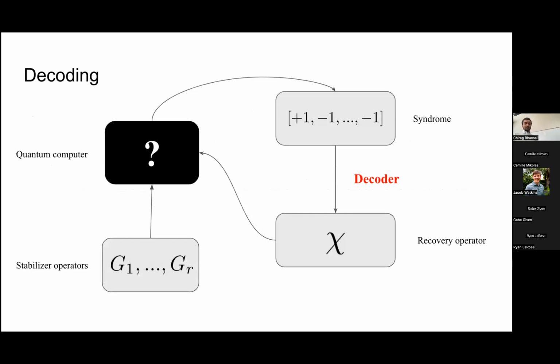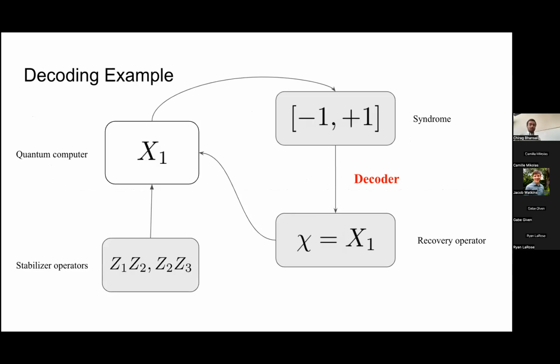As you can see, we have stabilizer operators. There's a quantum computer in which an error might occur. And then there's this syndrome that we find out. Then we use a decoder to find a recovery operator, which will correct the error. I'll give some examples, it will become more clear. Here we have this syndrome, which has a -1 and +1. And the stabilizers, or the operators that we are using, are Z1Z2 and Z2Z3.